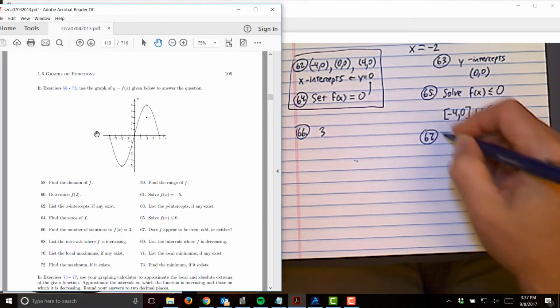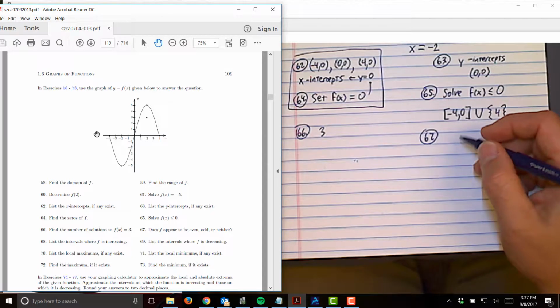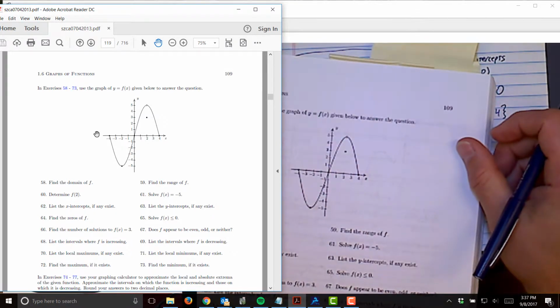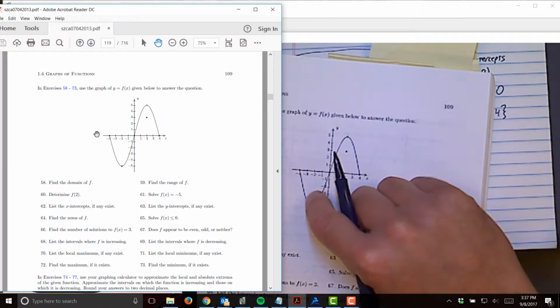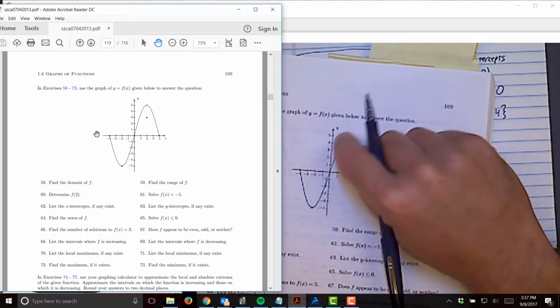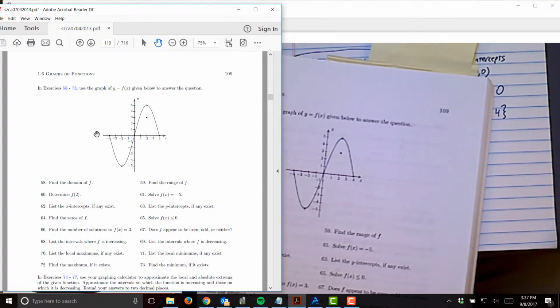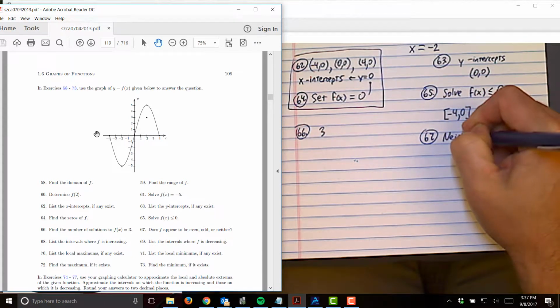67. Does f appear to be even, odd, or neither? It's funny because it's almost odd. Because if you flip it over, it almost looks the same. The only reason it doesn't is because if I flip it over, that dot is going to be there. So if this dot weren't here, if this were just a nice smooth curve, I would say it looks odd to me. But because of that dot, I'm going to say neither.